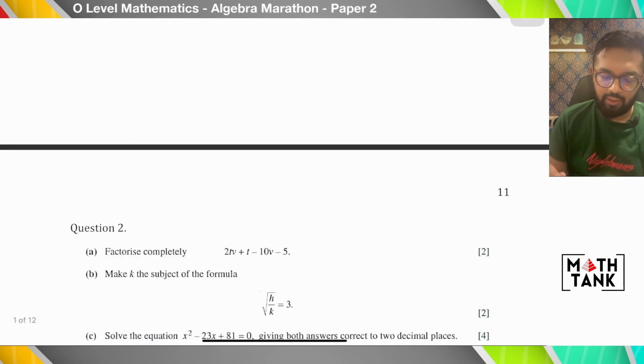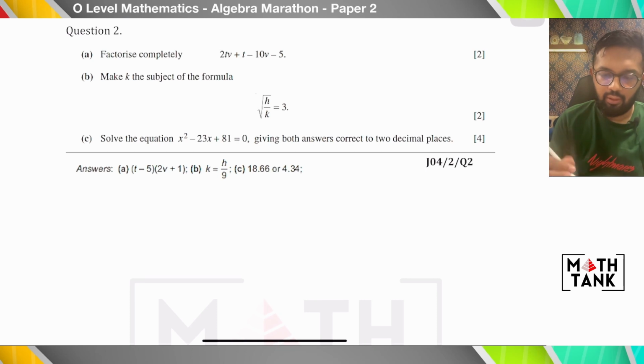Okay, moving on to the next question. These are 4 terms, so this is a question on factorizing by pairing. That's what we've learned.